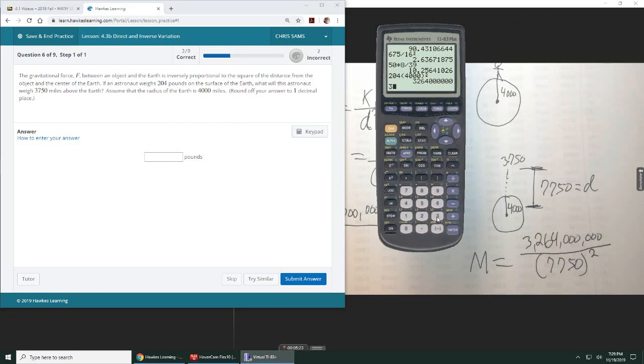I'm going to type in 3264000000 divided by 7,750 squared. You can just type it in, the parentheses won't hurt, but you don't have to. Since it's only two numbers I'm dividing, one on top, one on the bottom, I don't need parentheses, but it doesn't hurt to put them, and it's always safe to put them. The whole top in parentheses, the whole bottom. So this time I get 54.3, round to one decimal place, and it will stay 54.3.